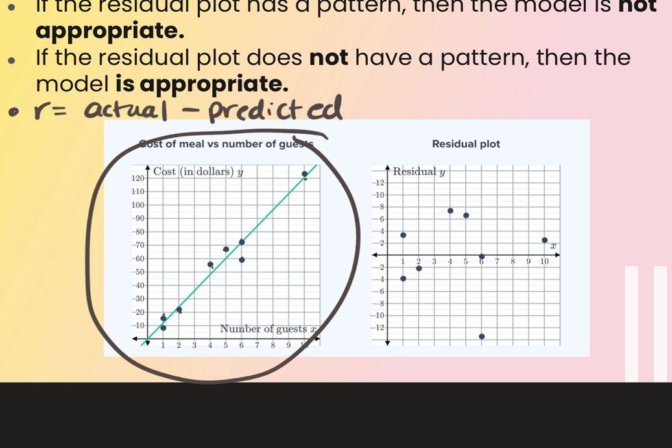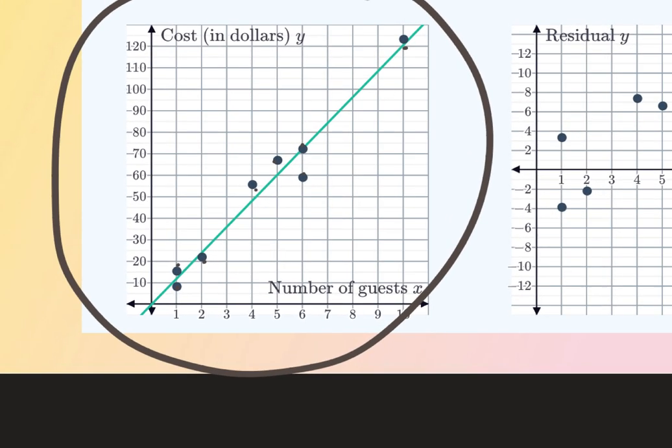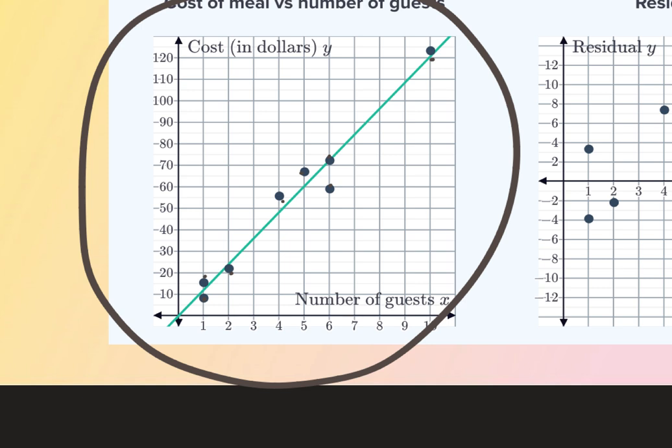So dot, actual, okay? Now, every time the dot is above the line means that the model under-predicted what was supposed to happen. The line represents the model. So if the line is under the dot, it's an under-prediction. If the line is above the dot, it's an over-prediction or an overestimate.